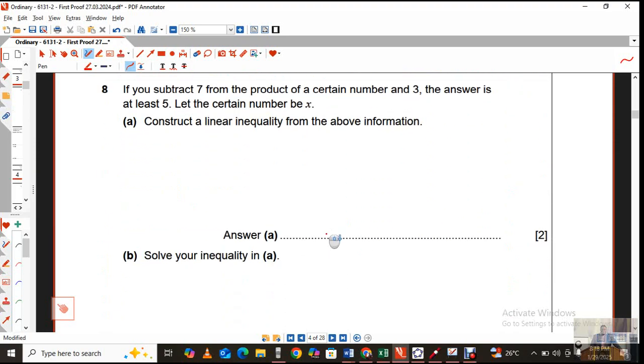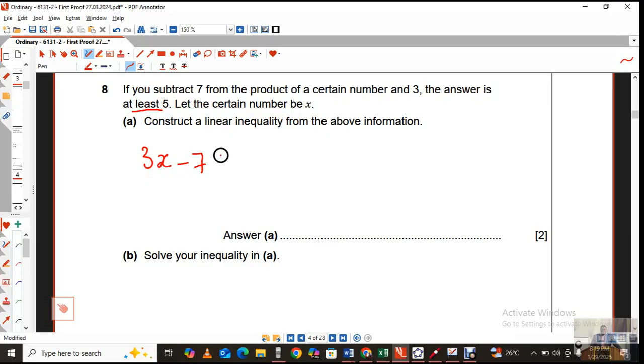Question 8. If you subtract 7 from the product of a certain number, let that number be x, and 3. That means that number multiplied by 3. Okay, just write that neatly. Product of a certain number. This certain number is x. And you subtract 7 from that product. The answer is at least.